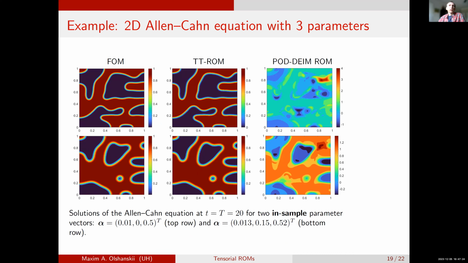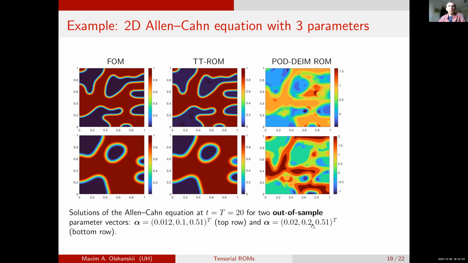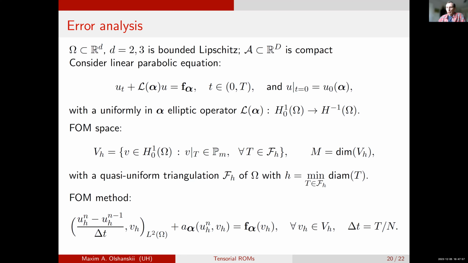This is just an illustration of how tensor-ROM recovers the solution for different parameters. Comparing the full order and reduced order models, POD with DEIM fails to recover the solution really well. So this is for two in-sample parameters, and the same picture for two random out-of-sample parameters.